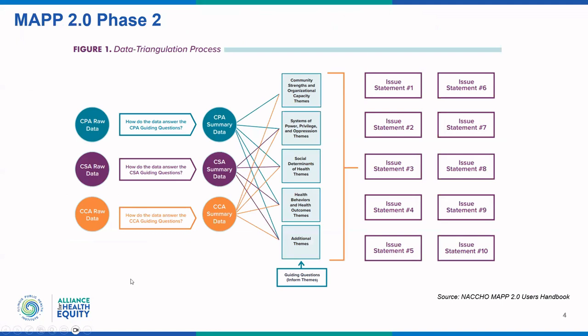All right. So within the MAP 2.0 handbook, this is a bit of a complex graphic. I put it in here just so that if you go into the MAP 2.0 handbook, you get to where this tracks to.